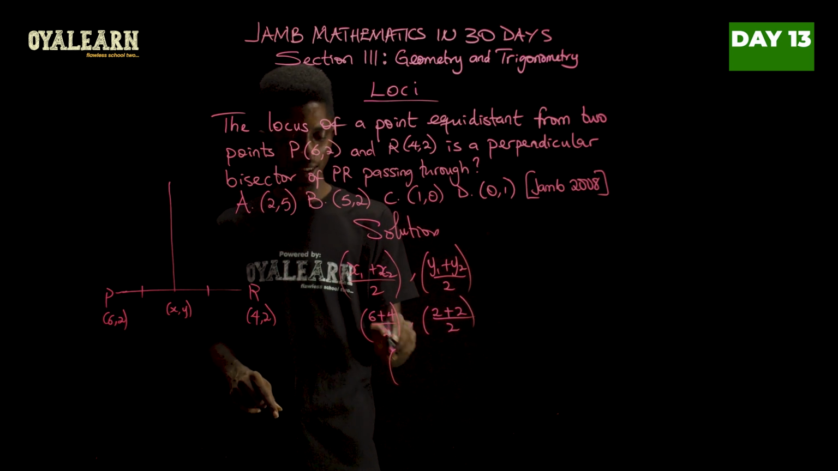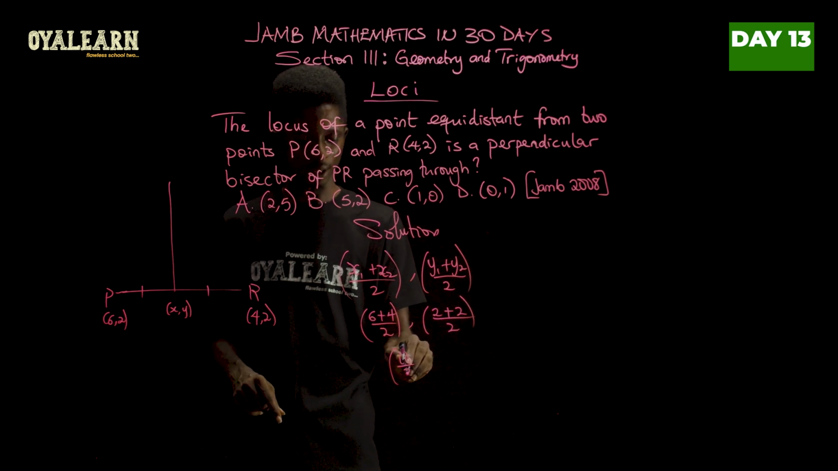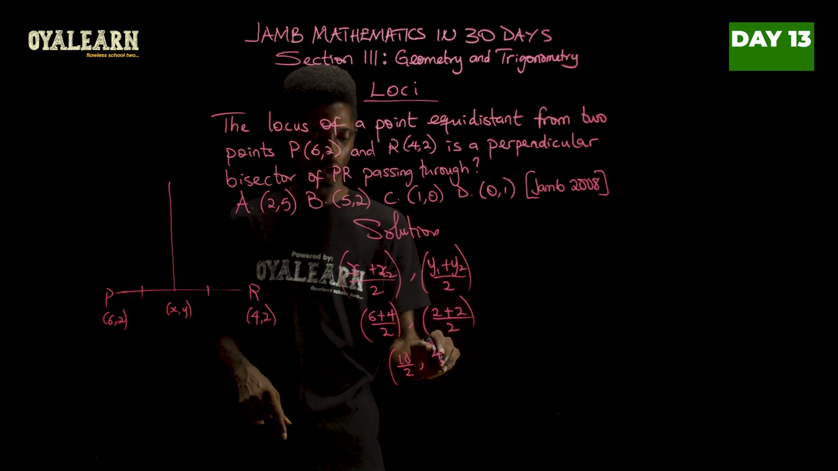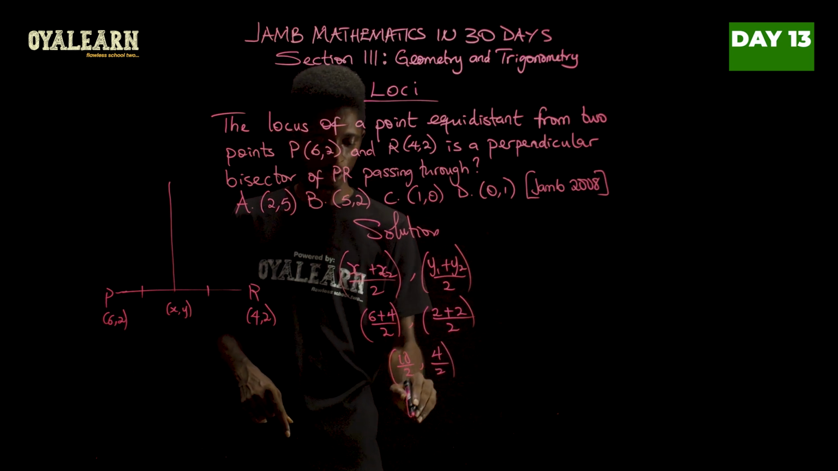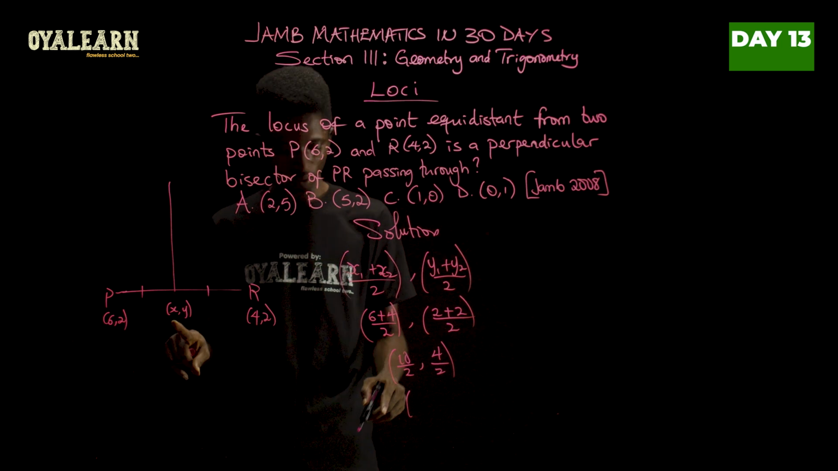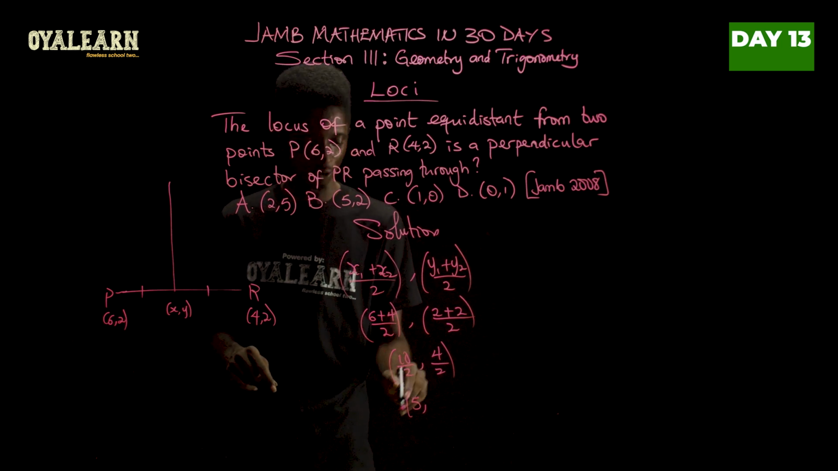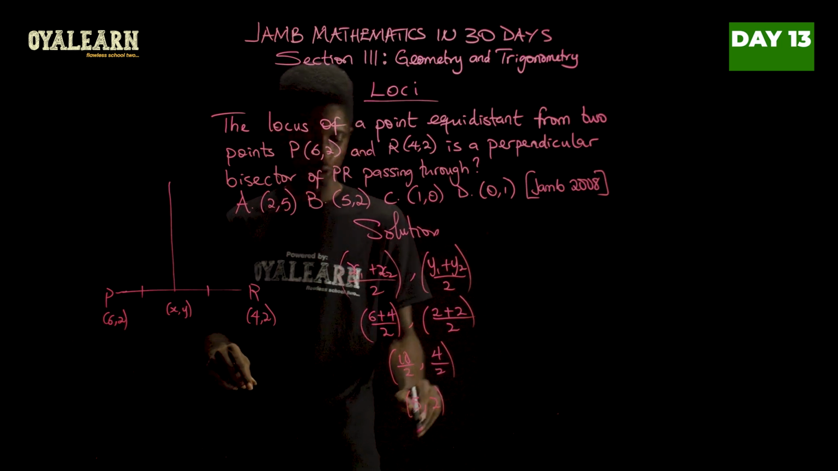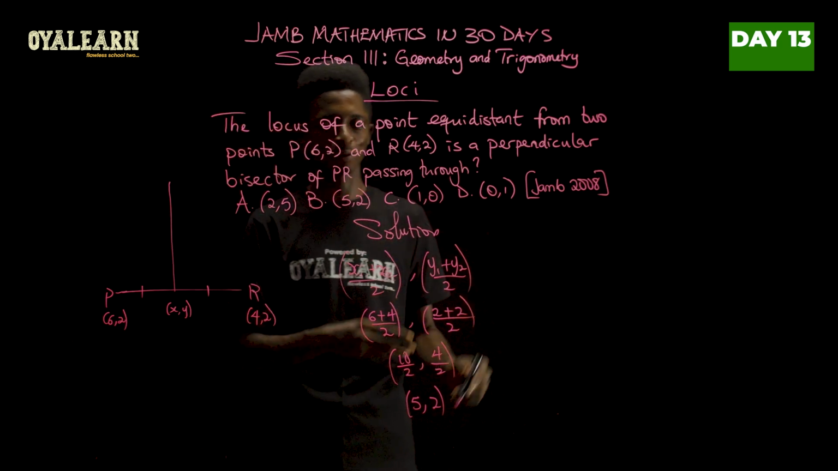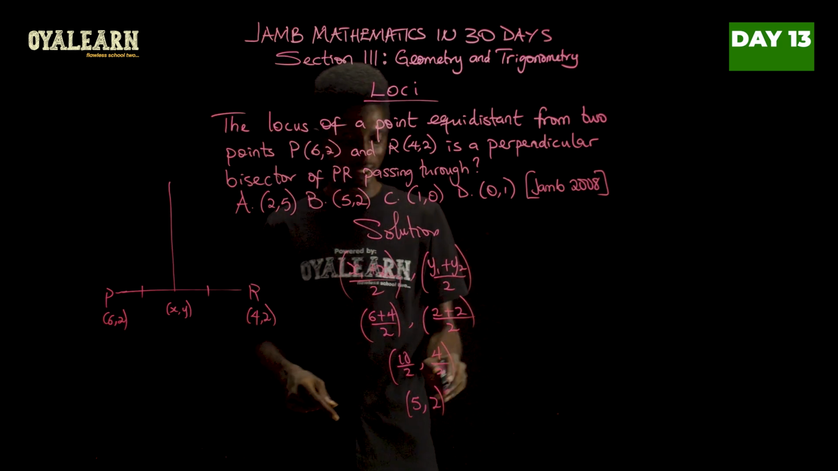So what we have here is 10 over 2, comma, 4 over 2, which gives us the x will then be 5 and y is 2. So we have 5, 2. So the correct option here is B.